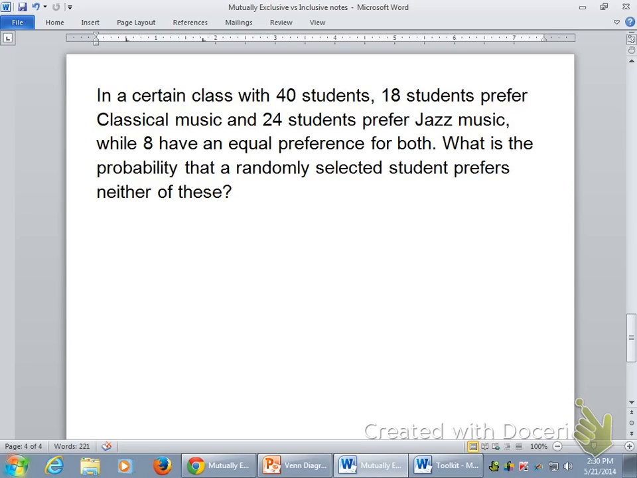All right, so in a certain class with 40 kids, 18 students prefer classical, 24 prefer jazz, while 8 have an equal preference for both. What's the probability that a randomly selected student prefers neither? So I am asking you a probability question, okay? But before I can even do that, I need to know how many is the neither, okay? Venn diagram is where I need to go with this. So let's see what we can do with that.